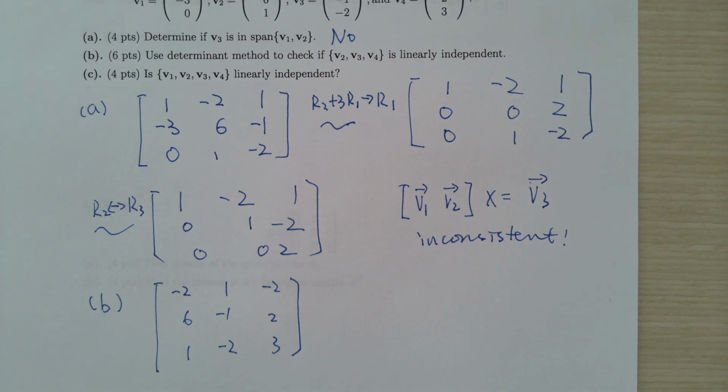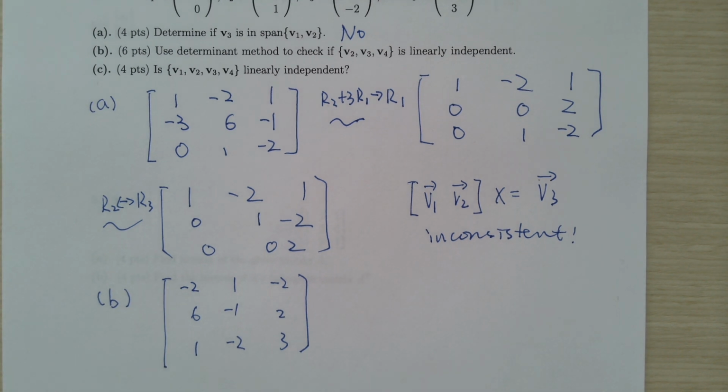So if it is linearly independent, that means that this 3x3 matrix is going to be invertible. That is, the determinant of this 3x3 matrix is going to be not 0. Okay, so to check that, let me put this very clearly.